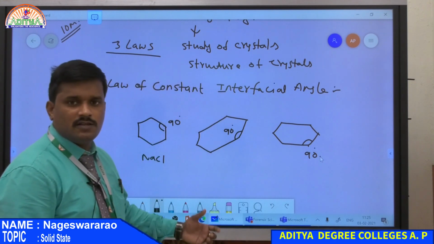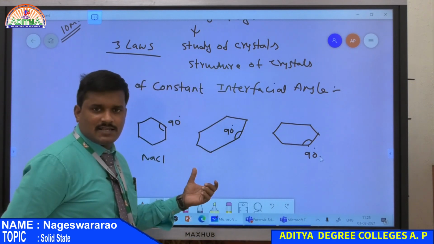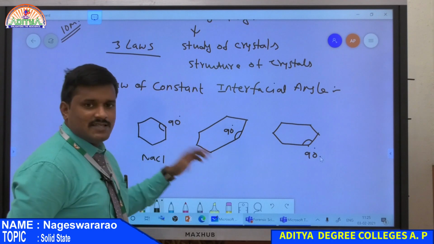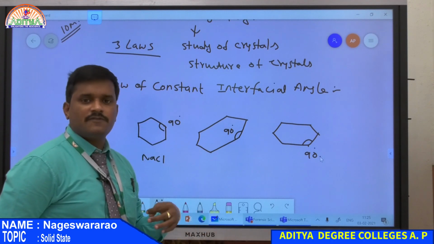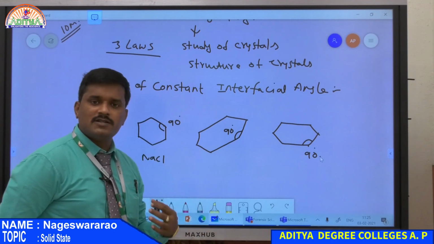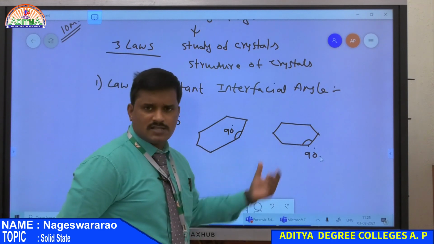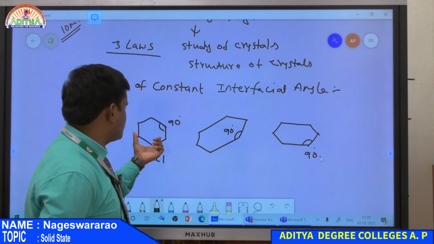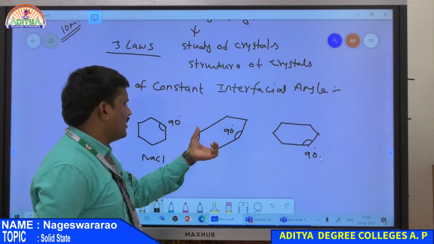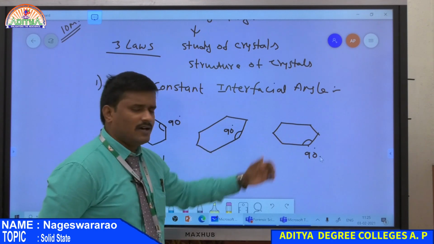So what does this mean? In a crystal, based on crystallization, that is the formation of a crystal, each crystal can have any structure. Here it is similar to a benzene-like structure, and here it is something else, and again it is converted into another structure.